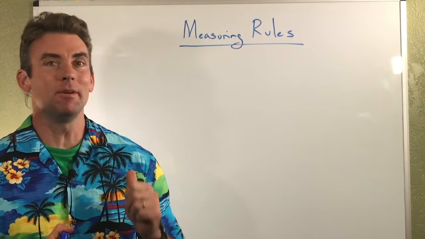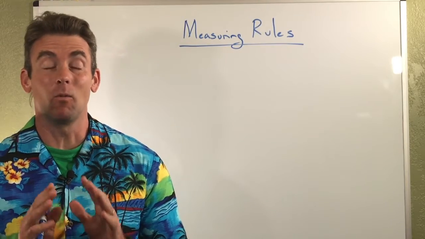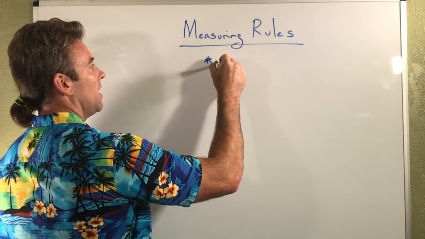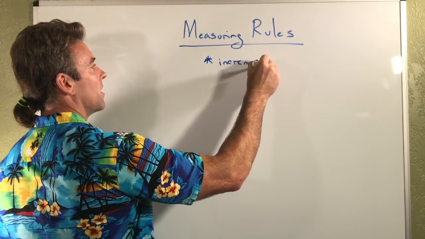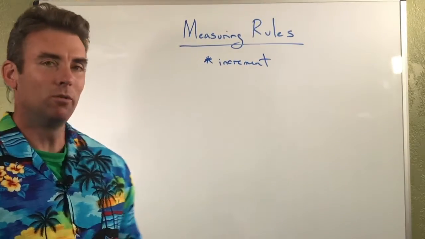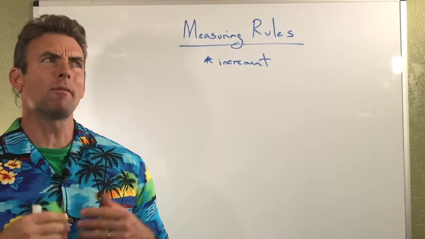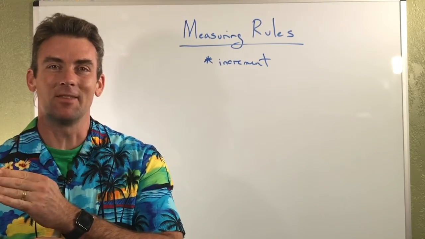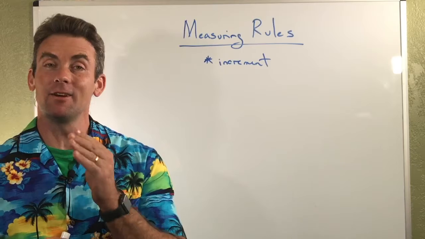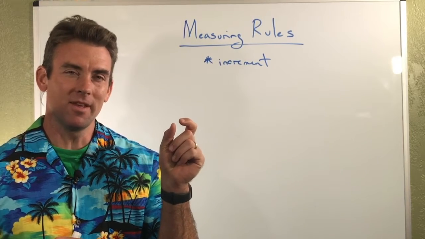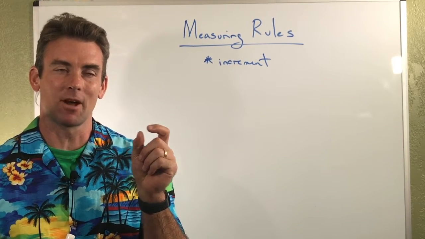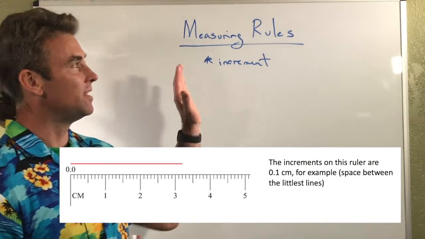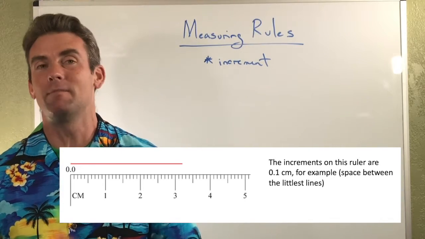So keep in mind that when you measure something, the one most important thing is the increment. Most of you probably know what I'm talking about when I say increment, but when you look at a measuring device, and it's probably easiest to think about a ruler, you have certain lines on that ruler that allow you to do the measurement. The increment is the space between the smallest 2 lines, and I have a couple of examples of different increments on there.